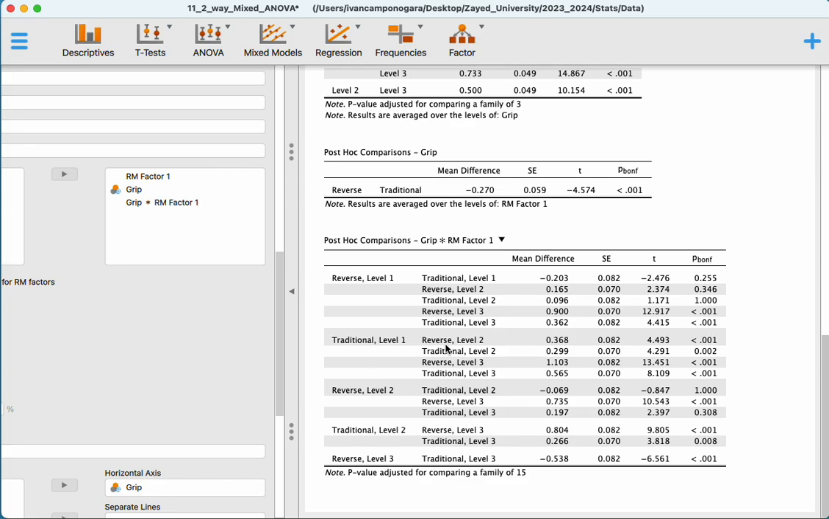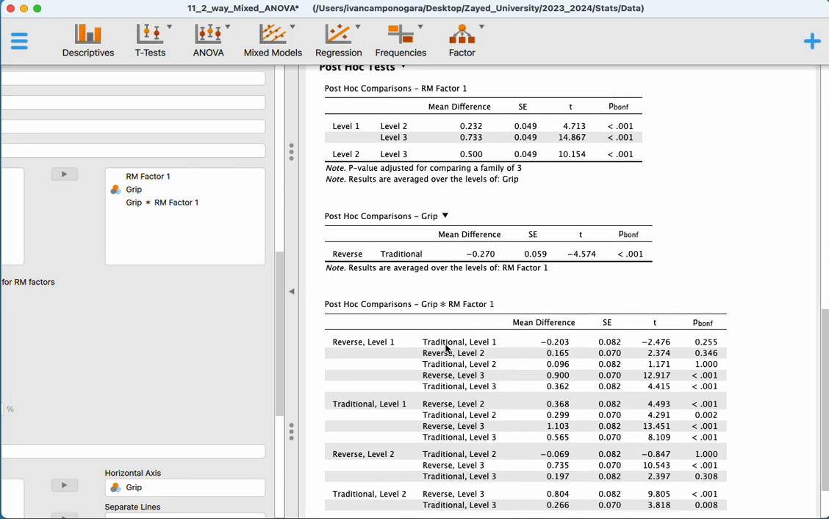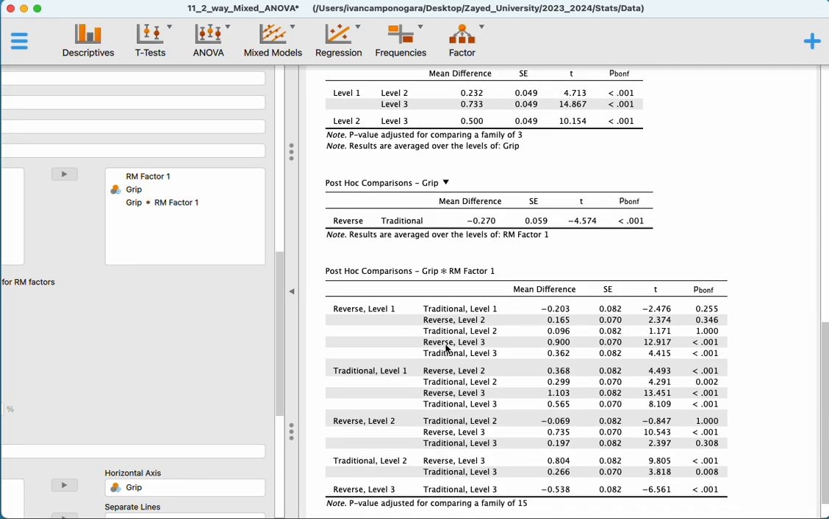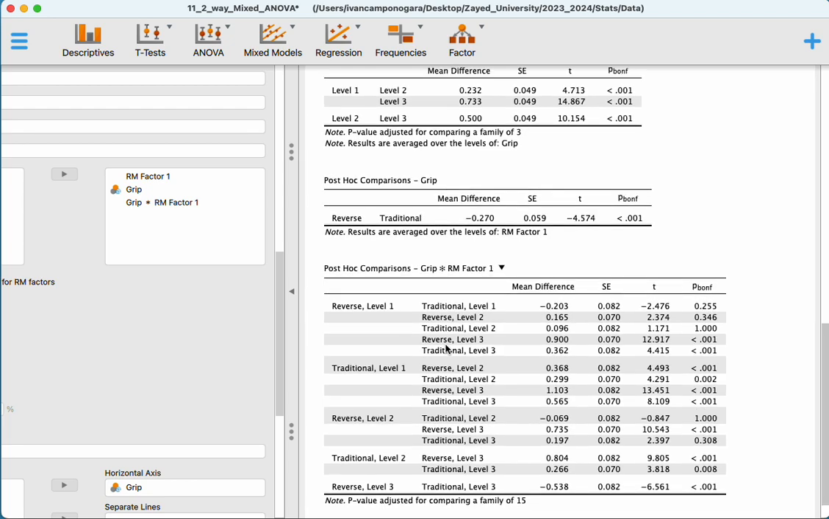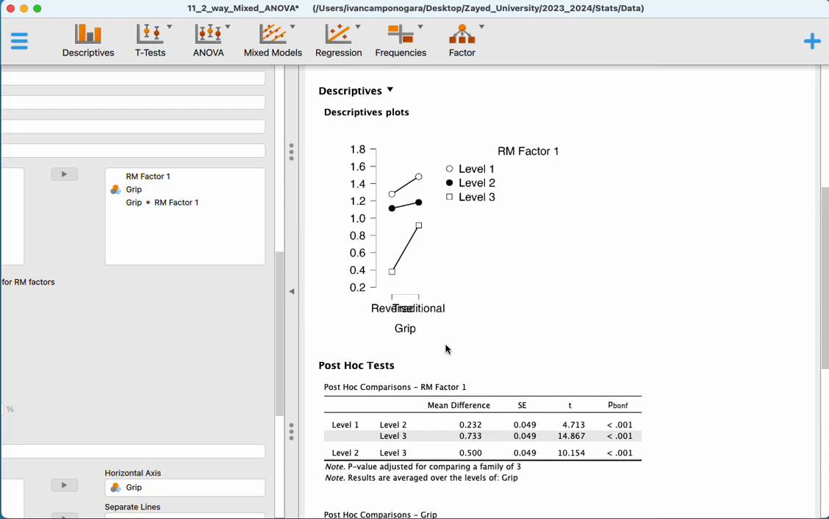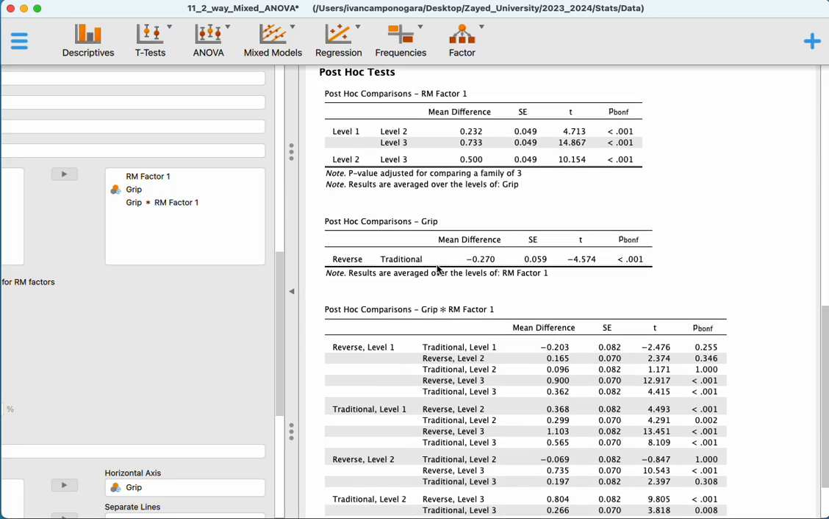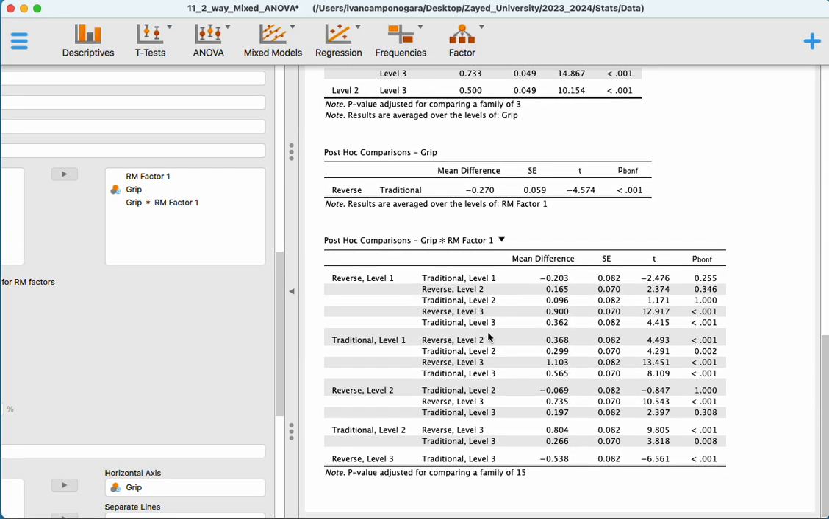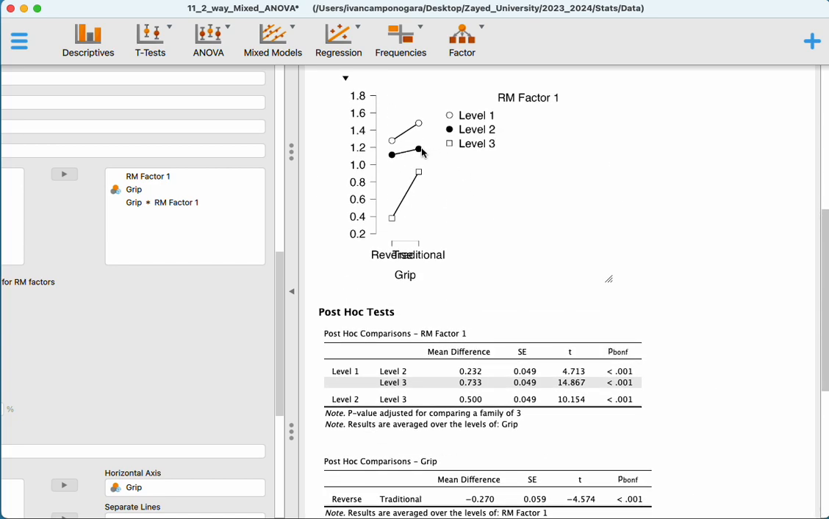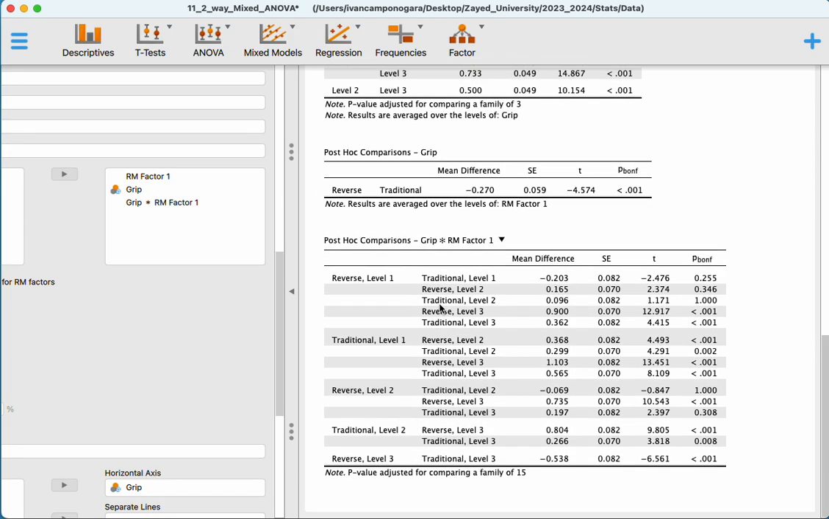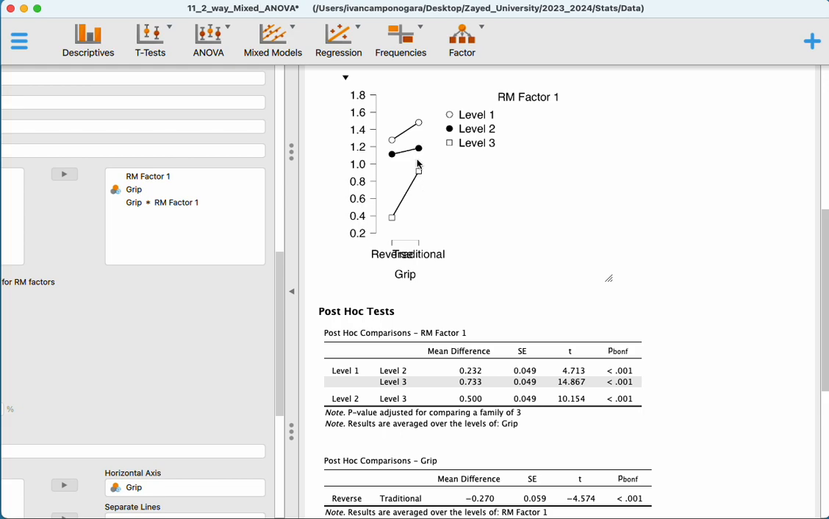Now, I think we touch all the points and all the comparisons that we could have made. There's one that is missing, that is level 2 against level 3 of the traditional, and you have it here. So traditional level 2 versus traditional level 3 is also significant, as you can see from these 2 points.